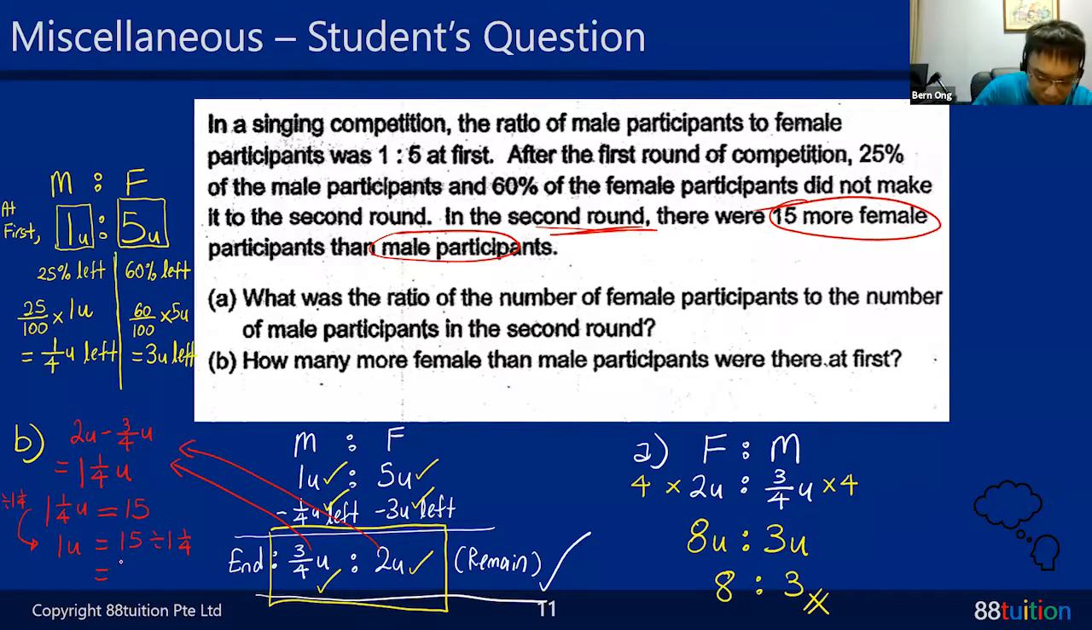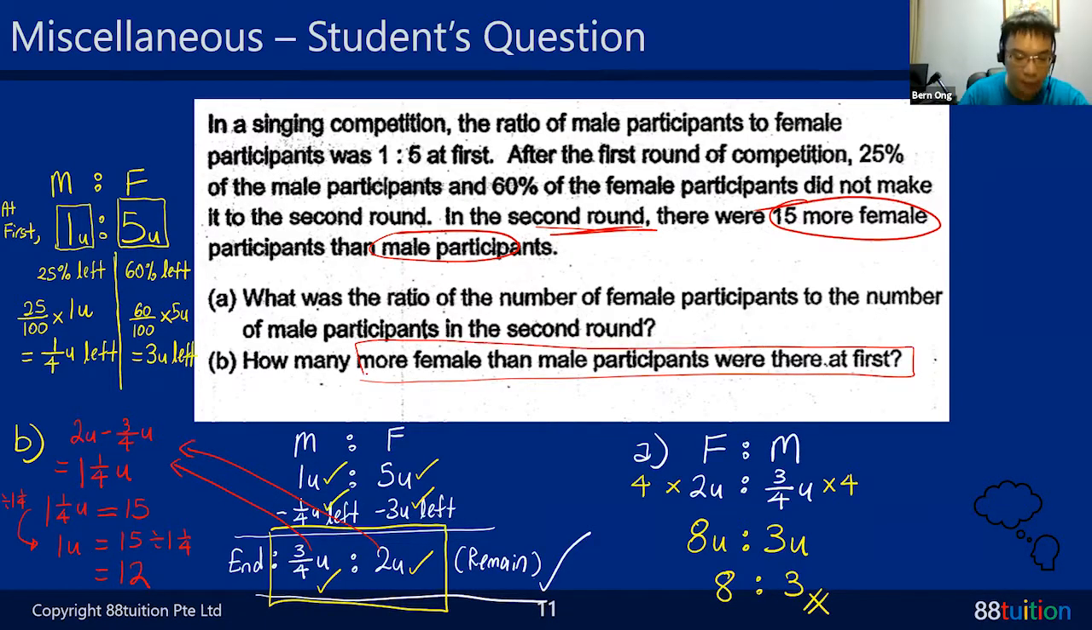Wow, such a nice number. 12. But is that the answer? Let's take a look. How many more female than male at first? At first means what? At first, there are 5 units of female and 1 unit of male, right? So you're looking for 4 units. So immediately you find 4 units.